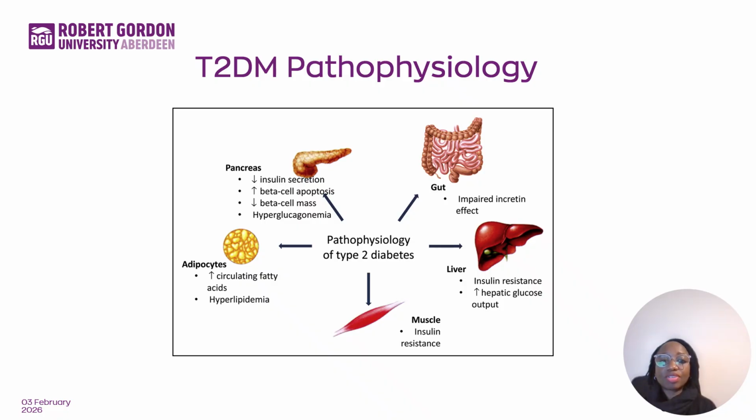And then in the gut, you have impaired incretin effect. And then in the liver, you have insulin resistance, resulting in increased hepatic glucose output that's worsening the hyperglycemia. And then in the muscle, you could have insulin resistance as well.